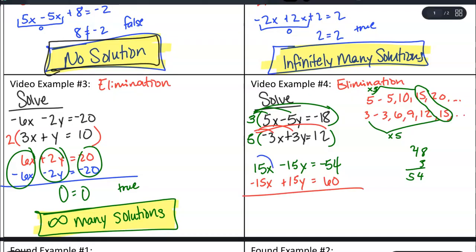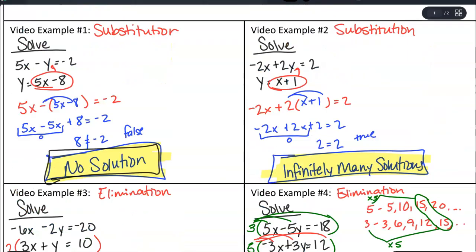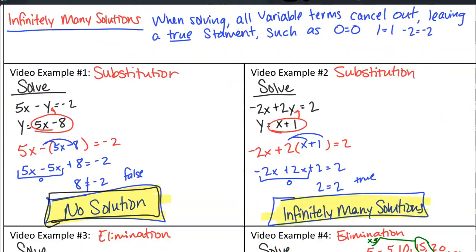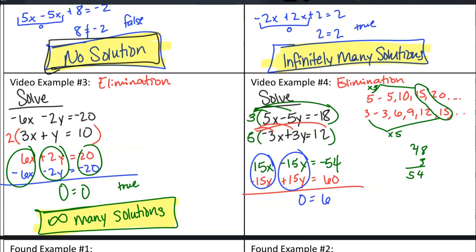Combine your like terms. 15 minus 15 is 0. Negative 15 plus 15 is 0. And then negative 54 plus 60 would be a positive 6. My variables are gone. I have nothing to solve for. I'm left with a numerical statement. So is it true or is it false? Does 0 equal 6? Absolutely not. If your friend has $6 and you have $0, you have a different amount of money. So this is false, which means our answer is no solution.